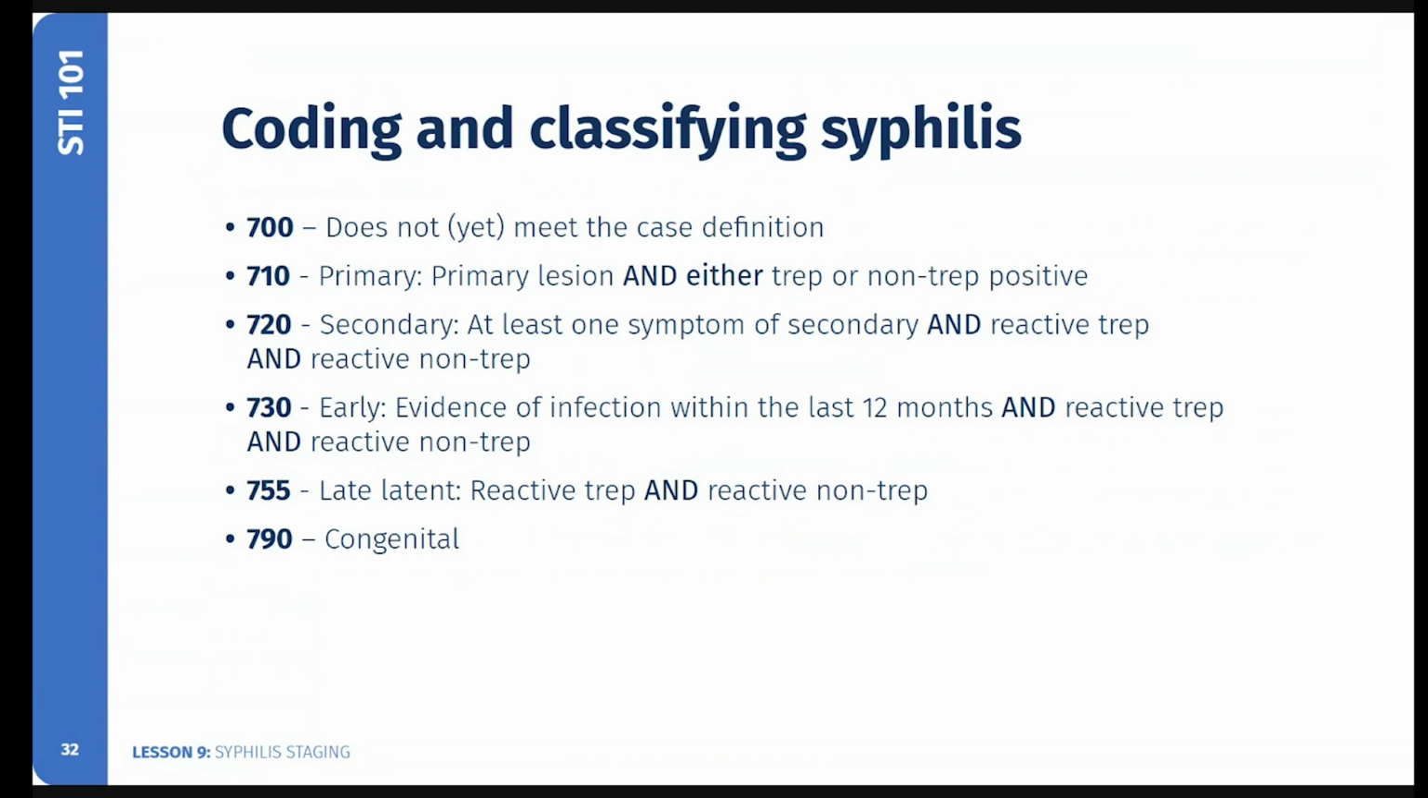790 is a disease code for congenital syphilis. We'll cover the congenital case definition in a different course. These disease codes are used nationally, so if you're talking with an investigator from another state, they should know what you mean if you are investigating a 790.